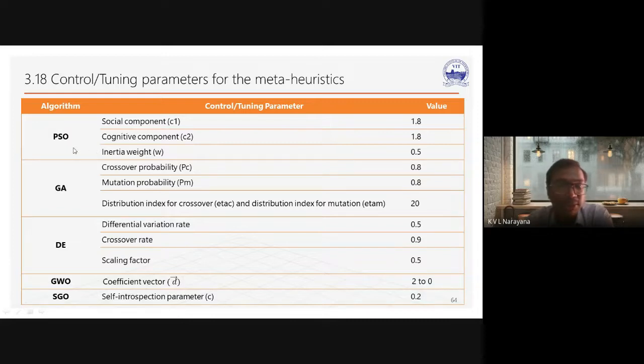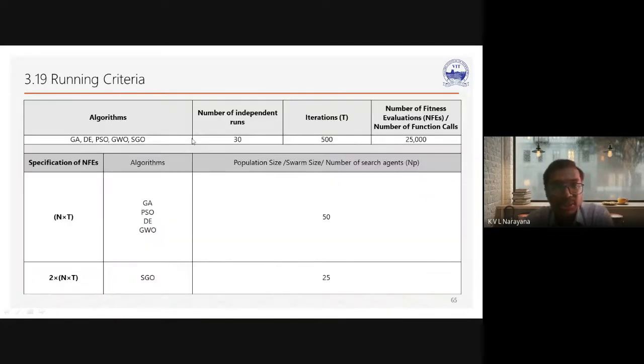The same problem is tackled with PSO, GA, DE, Gray Wolf optimizer, and SGO. I am going to show the results within 10 to 15 minutes. So SGO is applied to the problem to be tackled. So these are the specifications and the running criteria.